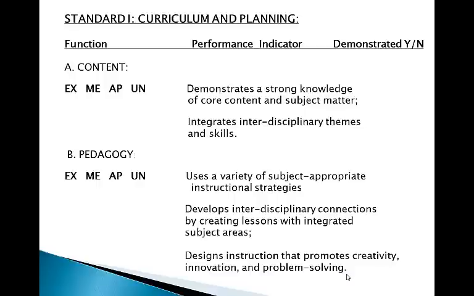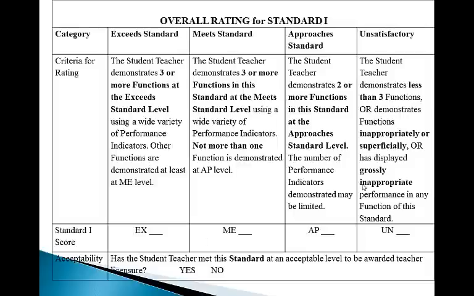Now look down to the bottom of the page and you'll see the scoring rubrics for determining an overall rating for the standard. Notice that each rating category requires specific criteria. Also notice that not more than one function may be at the approaches level for the overall standard to be met.